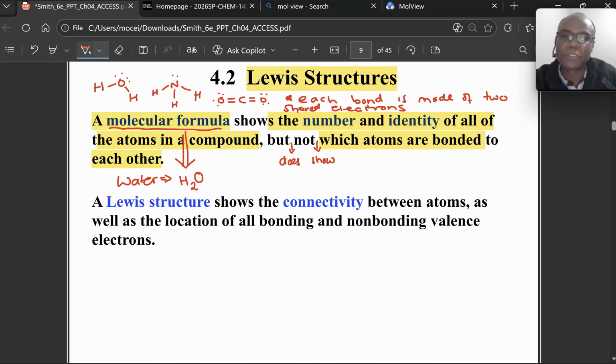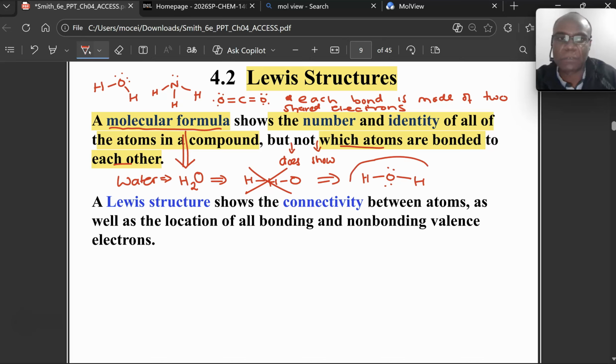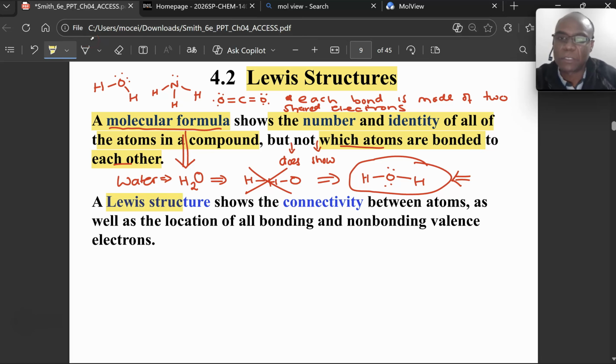But it does not show which atoms are bound to each other, because a layman will think that this is drawn like this. So wrong. Turns out it's drawn like this. And there are dots, lone pairs on oxygen. So we are going to explain how to arrive here, which is what we call a Lewis structure.